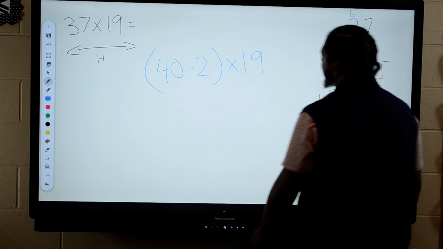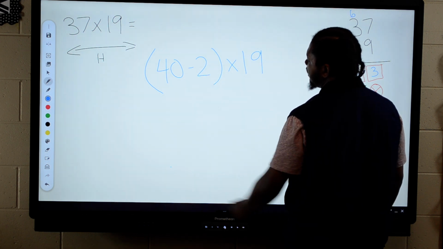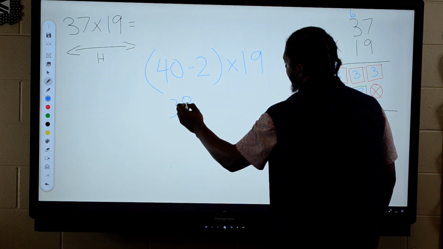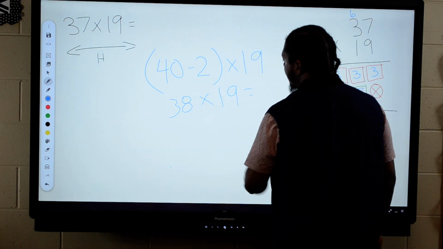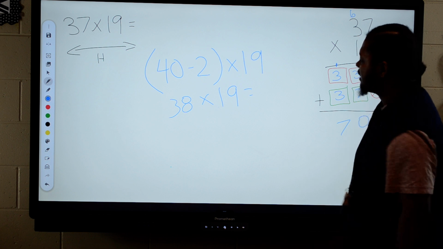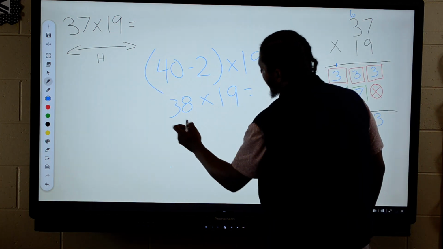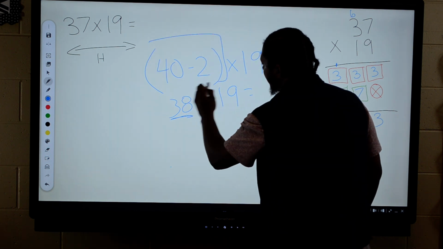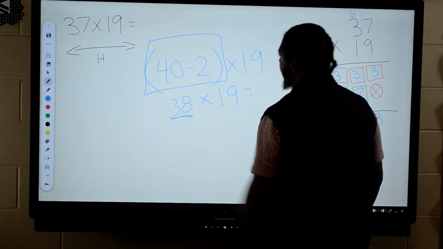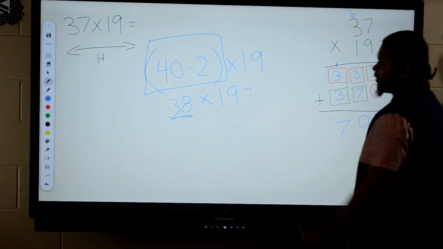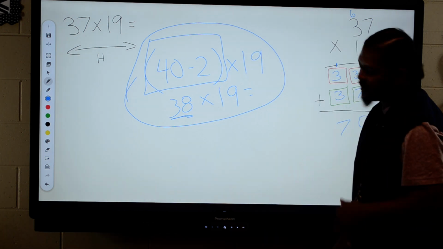All right, so let's solve what's inside of the parentheses. We got 40 minus 2. 40 minus 2 leaves us with 38. And we're multiplying by 19. We'll go ahead and bring that down. So, is that going to be equivalent to 37 times 19? No, it's slightly off because we have 37, but we know this part of our equation comes to 38. So 38 times 19 will be more than 37 times 19. So we would circle this whole expression because it's not equivalent.